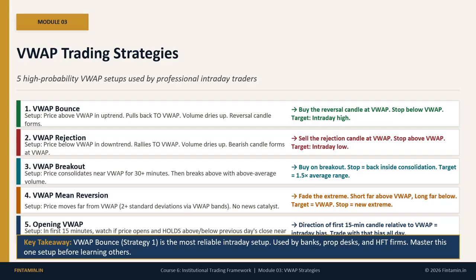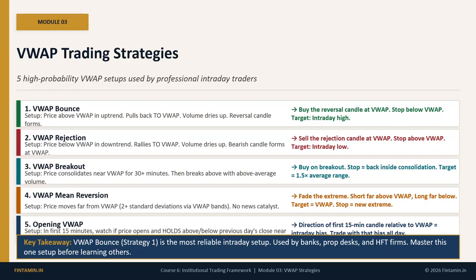Strategy number 1 is VWAP bounce. Market is in a clear uptrend. Price above VWAP, higher highs and higher lows. Price pulls back to within 5 points of VWAP. Volume dries up on the pullback. A bullish reversal candle forms at VWAP. Enter long. Stop 10 points below VWAP, and the target is today's high or previous resistance. This is the single most reliable intraday setup I know.